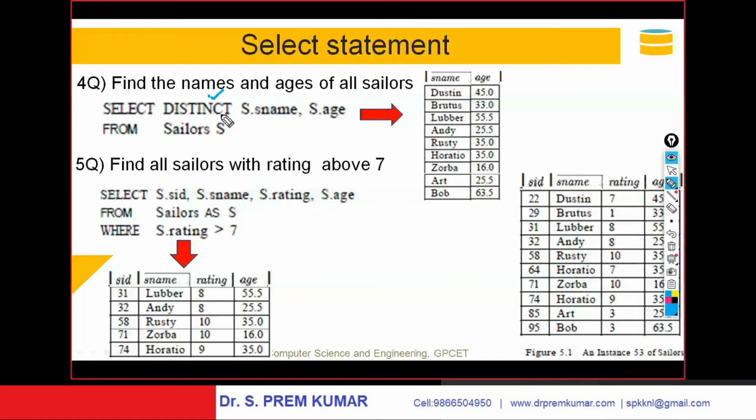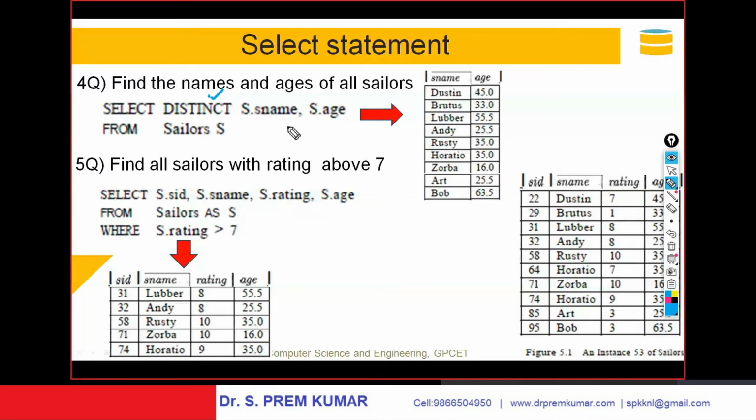Select distinct s.name, s.age from sailor S. The sailor table is being called as S. This is optional, not necessary here. Even if you use it, there is nothing wrong. The sailor table, I am calling it as S. From sailor, select distinct s.name, s.age means sailor's name, sailor's age.